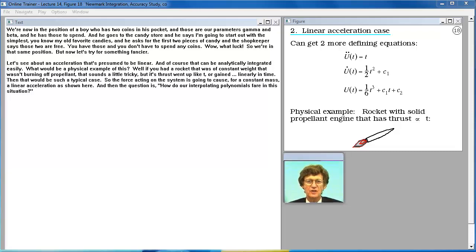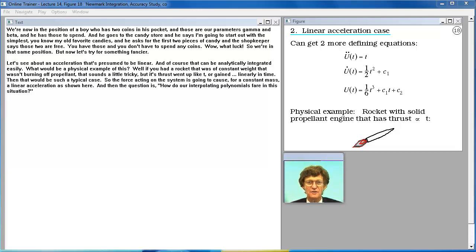We're now in the position of a boy who has 2 coins in his pocket, and those are our parameters, gamma and beta, and he has those to spend. And he goes to the candy store and he says, I'm going to start out with the simplest, you know, my old favorite candies, and he asks for the first 2 pieces of candy, and the shopkeeper says, those 2 are free. You have those and you don't have to spend any coins. Wow, what luck. So we're in that same position.